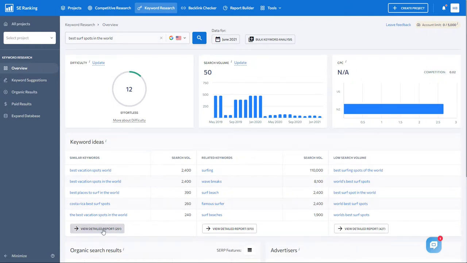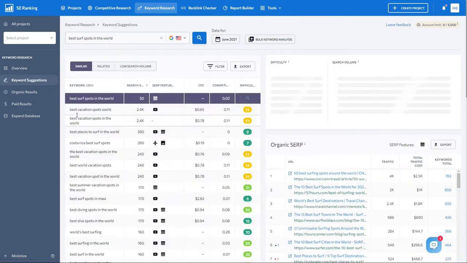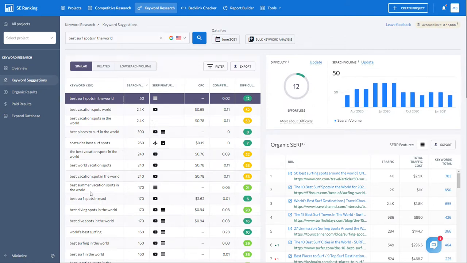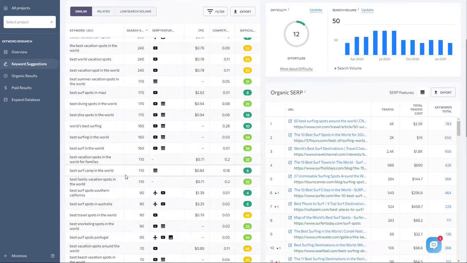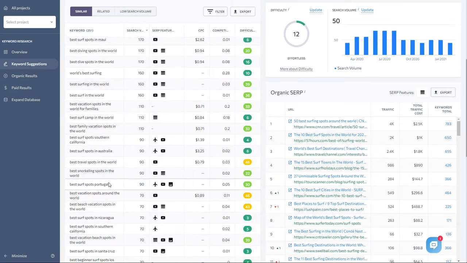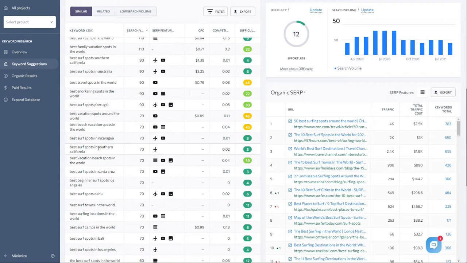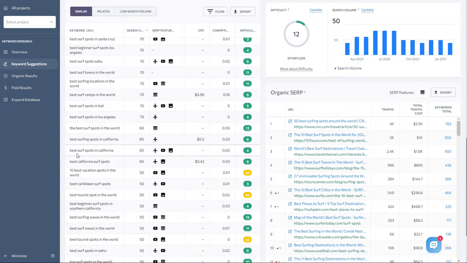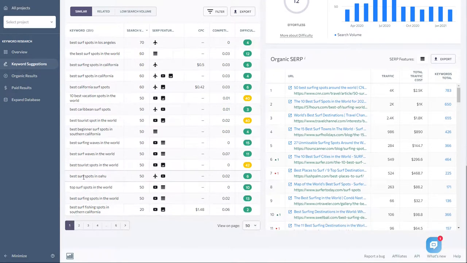Then we got 970 for the related keywords. So let's look at this. Best surf spots in the world, Costa Rica best surf spots, best surf spots in Maui, best diving spots in the world. Okay, this is the first time I've seen something which is a little bit off point from this tool. Best family vacation spots in the world. Okay, so some things are not exactly on point here. Best beginner surf spots, best surf spots in California, best surfing spots in the world.